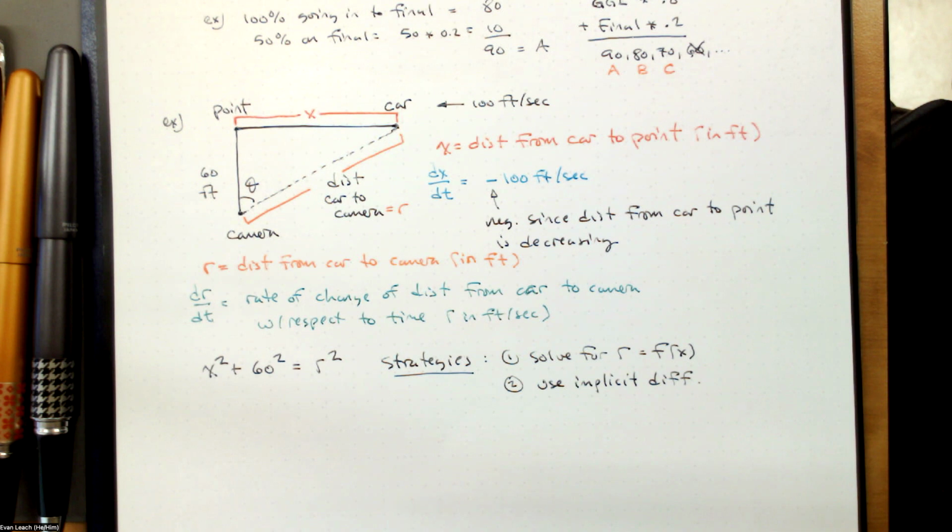Both strategies are perfectly valid. At time of filming, I'm probably leaning towards implicit differentiation since that's the thing that we worked on last week. So I'm like, well, here's implicit differentiation. But as far as doing this problem, you can be like, oh, nah, I'm not doing that. Solve for r.